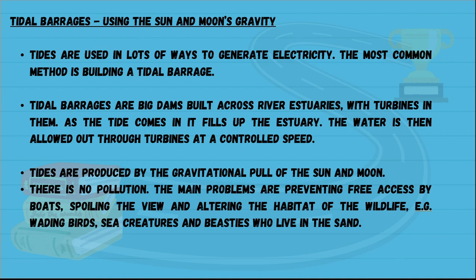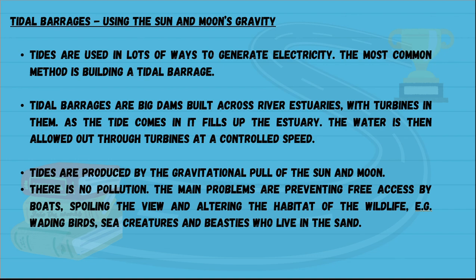Tidal barrages using the sun and moon's gravity. Tides are used in lots of ways to generate electricity. The most common method is building a tidal barrage. Tidal barrages are big dams built across river estuaries with turbines in them. As the tide comes in, it fills up the estuary. The water is then allowed out through turbines at a controlled speed.